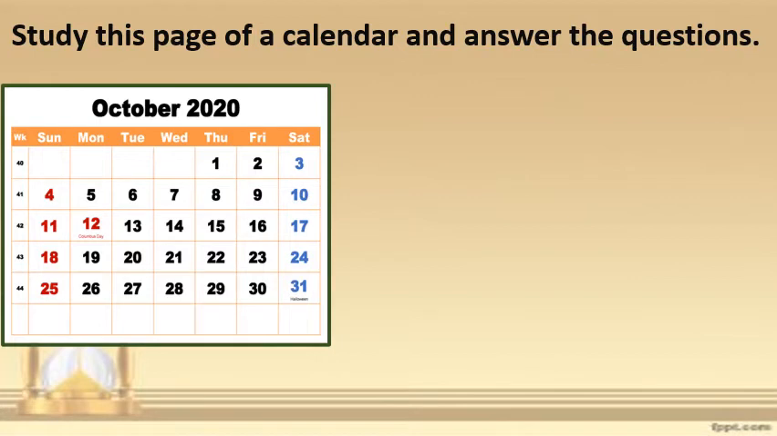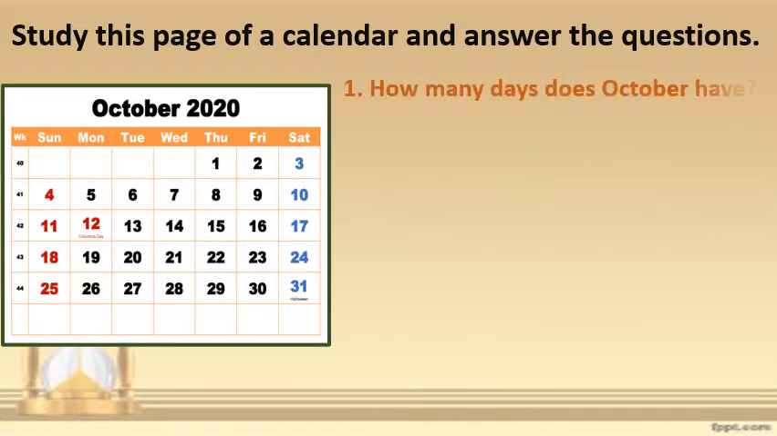Students, now we will move to today's portion. Okay. Study this page of a calendar and answer the questions. Here you can see the calendar of 2020 October, isn't it? Now here we can see number of dates. Here 1, 2, 3 up to 31 dates we can see here, correct? And here Sunday, Monday, Tuesday, these are days, isn't it? You know how to read the calendar, right? Now we will go through the questions.